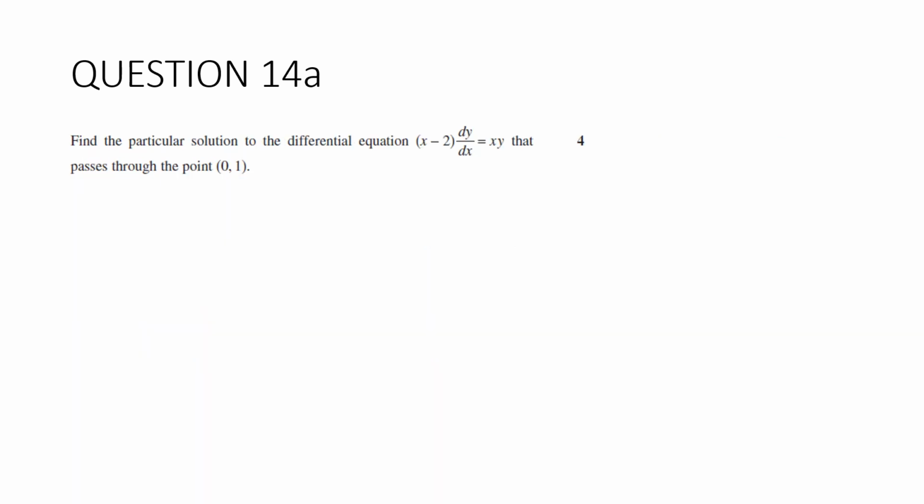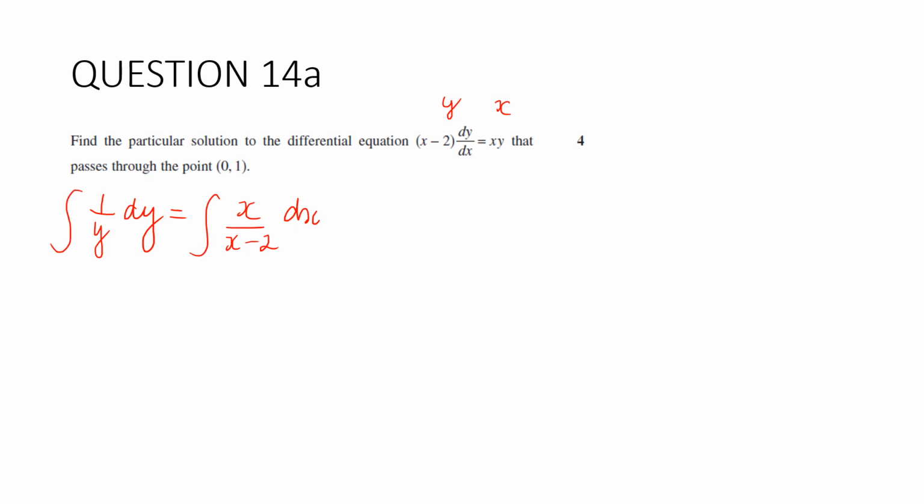14a, find the particular solution to the differential equation (x - 2) dy/dx = xy that passes through the point (0, 1). All right, we're going to use separation of variables. I'm going to get everything that's x on the right-hand side and everything that's y on the left-hand side. I'm going to end up with 1/y dy is equal to x/(x - 2) dx. Don't forget your integral signs.